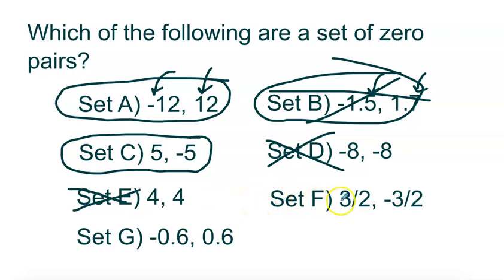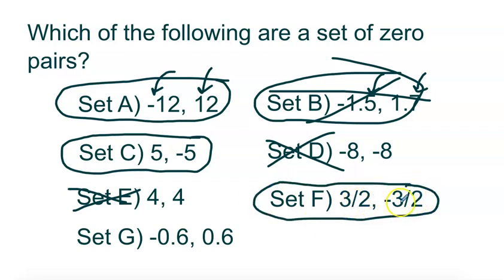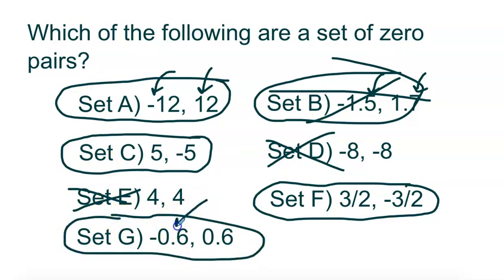Set F, +3/2 and -3/2, this is a zero pair because these are opposites. So when you add these together, you get 0. Oops, didn't mean to do that. Let me fix that. And then set G, this is also a zero pair because these are opposites. We have a -6/10 and a +6/10. So when you add those together, you get 0.